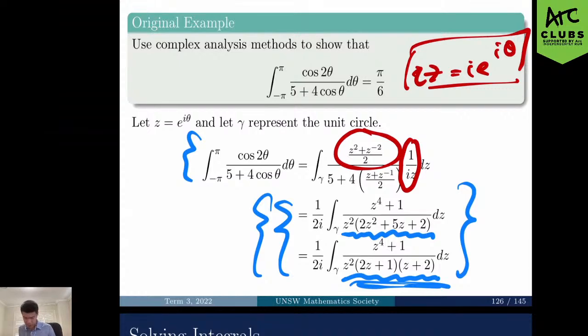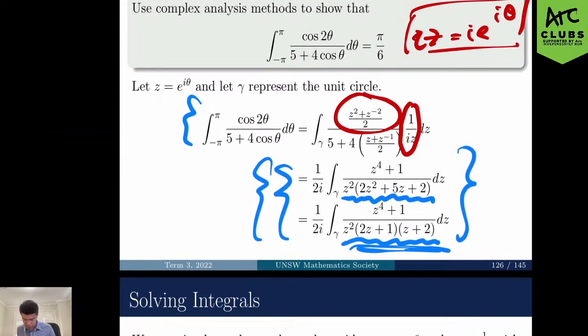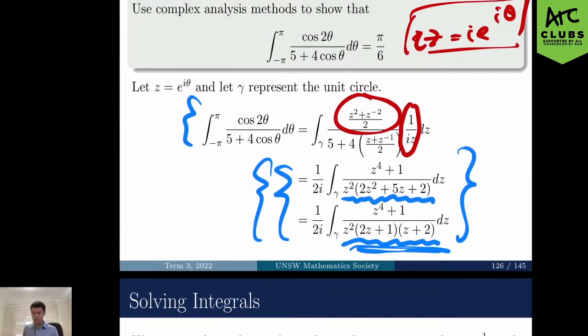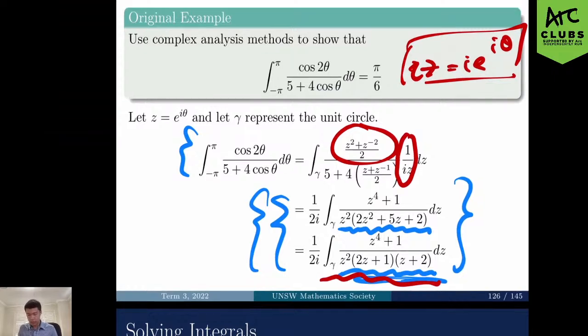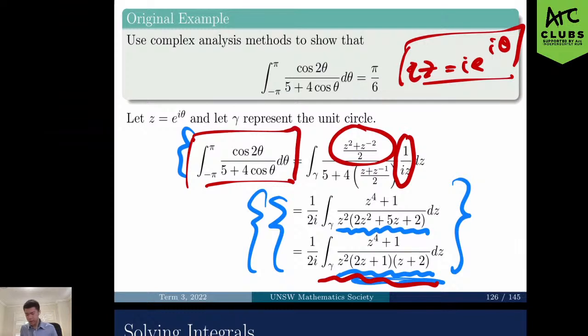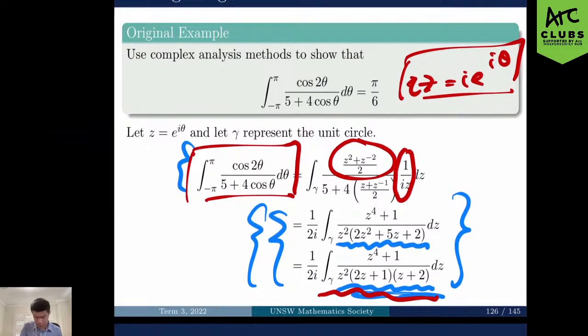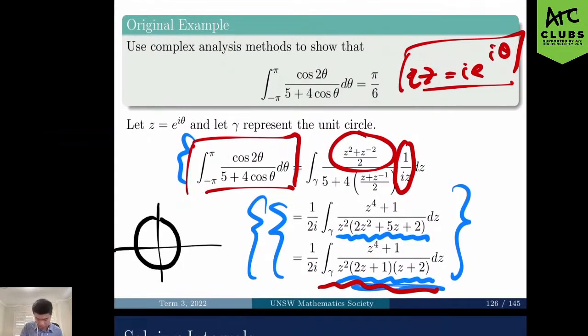Okay, cool. And so now we've got all of the residues, and we want to calculate this integral now, because once we've gotten this integral, we can reduce it to the original one. So how do we calculate this integral? We look at where we're doing it. We're doing it on the unit circle, and where are our singularities? Well, there's one at 0, there's one at minus a half, and there's one at 2.